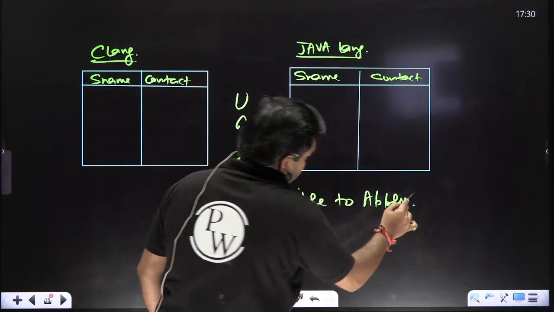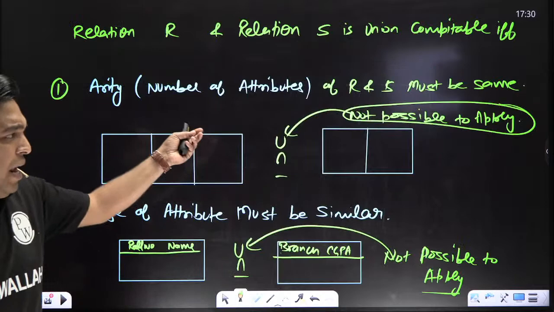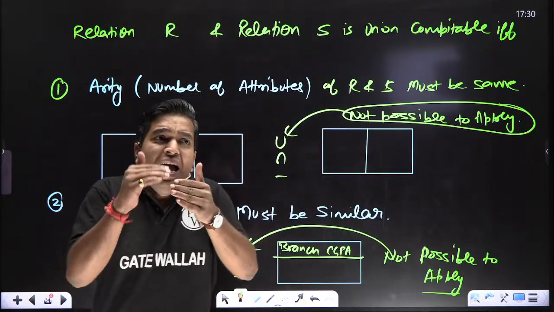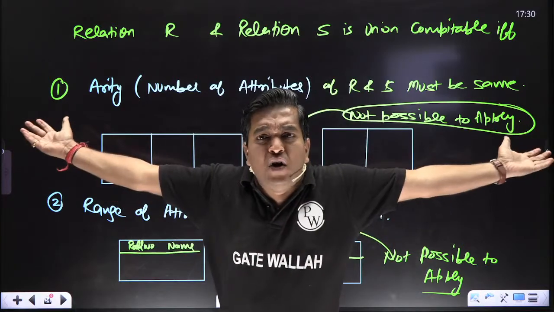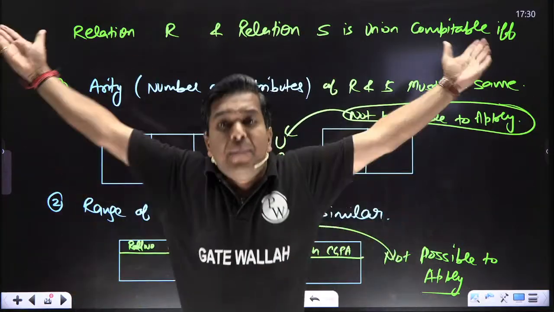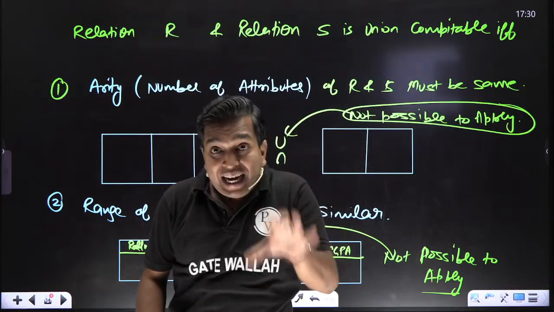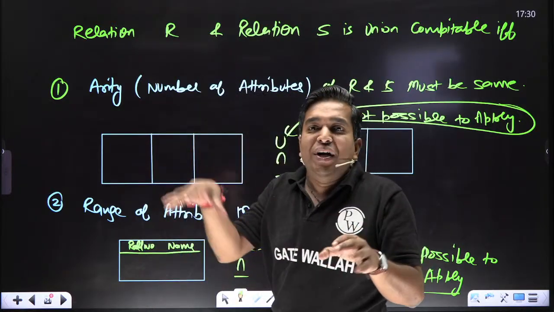Are you getting my point? Whenever we want to apply set operators, two conditions must be satisfied. First of all, arity must be the same. What is the meaning of arity? Degree. What is the meaning of degree? Number of attributes. Second point, the range of attributes must be similar.